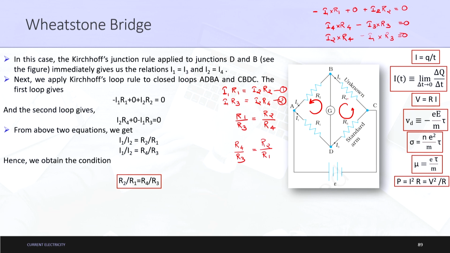As you can see quite evidently, the division ratio R2 by R1 should be equal to the ratio R4 by R3. This is the final condition, the condition for a balanced Wheatstone bridge. Let me stop here, we will go on with further discussions of the Wheatstone bridge in the next lecture. The conclusion is that using the complete concept of Kirchhoff's rules, we found that the ratio R2 by R1 should be equal to R4 by R3 for the balanced condition.